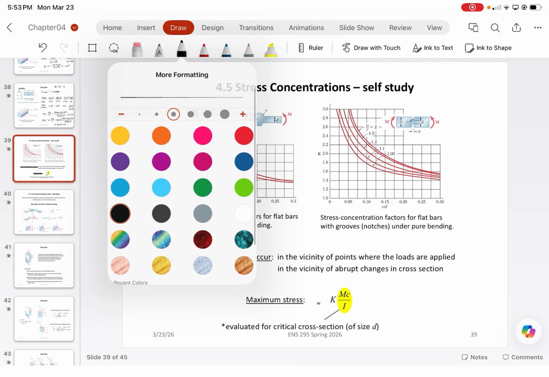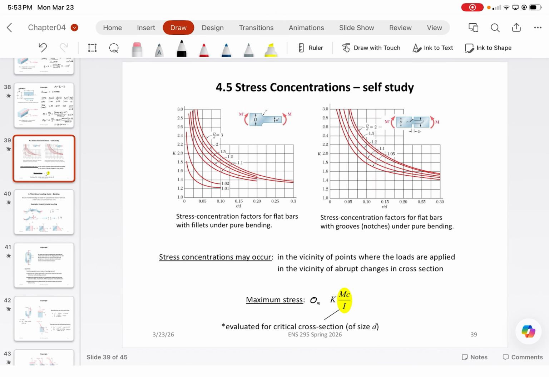So sigma max, I think I forgot to adjust these slides, but basically your maximum stress would just equal your bending moment multiplied by Y divided by I, and then depending on what your condition is to generate stress concentrations, you would multiply it by K using those tables accordingly.